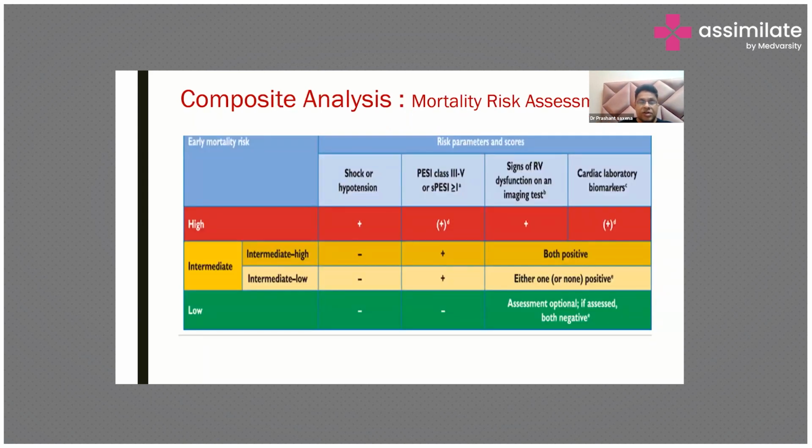This is important, which is why I am telling you all this: apart from hypotension, you have to grade the patient with the pulmonary embolism severity index, and then you have to look at the echo, CT scan, and the biomarkers. Only then will you be able to assess the mortality risk. If all four are present, the patient has a very high mortality, which means the patient is in shock or the severity index is more than 1, the RA-RV are dilated and the biomarkers are positive. So this is a very high risk patient with a very high mortality.